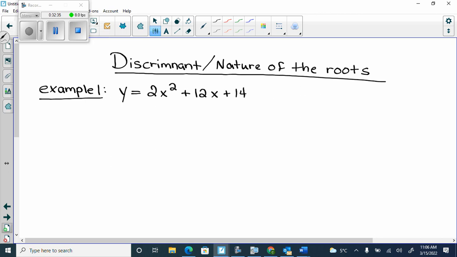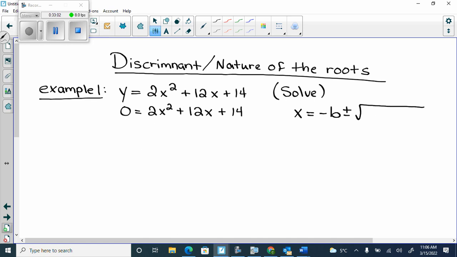If it's not in 0 equals, we would have to have it in 0 equals. Why can't we just turn the y into a 0? When we're asked to solve, what are we finding? The x-intercepts, which means y is 0, right? I want you to solve this using the quadratic formula. Here's your quadratic formula, just in case you forget: negative b plus or minus the square root of b squared minus 4ac all over 2a.